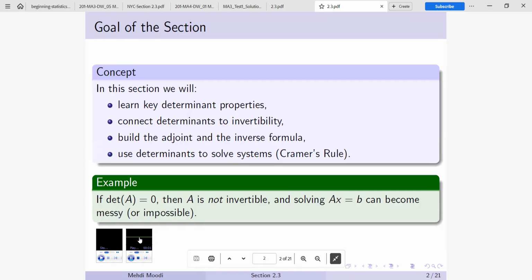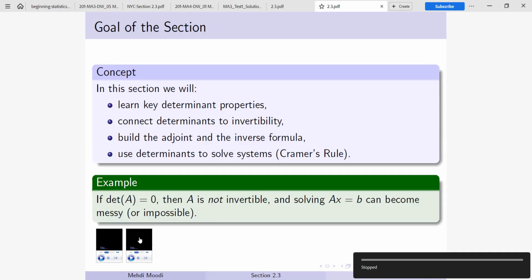Big picture. Determinants help you decide when a matrix has an inverse and how solving systems behaves. If the determinant is 0, the matrix is basically saying, I'm not reversible. Like spilling coffee on your notes and trying to unspill it.